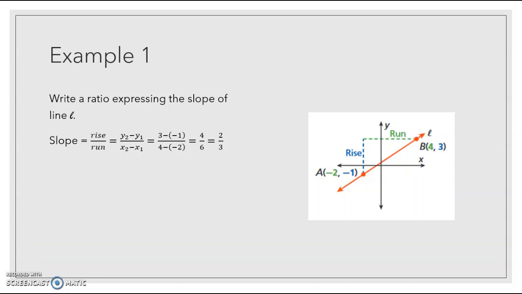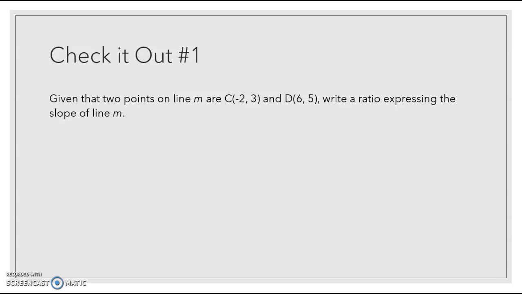So you have a check it out question coming up next. Check it out question number 1 asks you to find the slope for a line M given 2 points. And they gave you that C is -2, 3 and D is 6, 5. They want you to write a ratio expressing the slope. So pause this video and do that, and then come back for example 2.